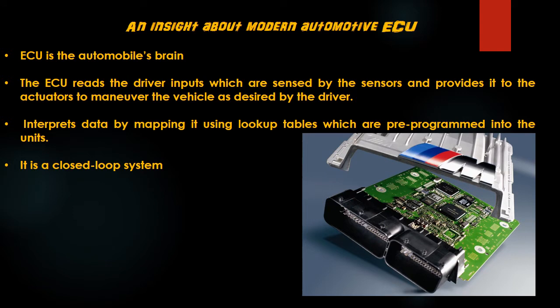Here's an insight about the modern automotive ECU. The ECU is basically the automobile's brain. The ECU reads the driver inputs which are sensed by the sensors and provides them to the actuators to maneuver the vehicle as interpreted and desired by the driver. It also interprets data by mapping it using lookup tables which are pre-programmed into the units. The ECU is basically a closed loop control, meaning a control scheme that monitors outputs of a system to control the inputs to a system, thereby managing the emissions and fuel economy of the engine.